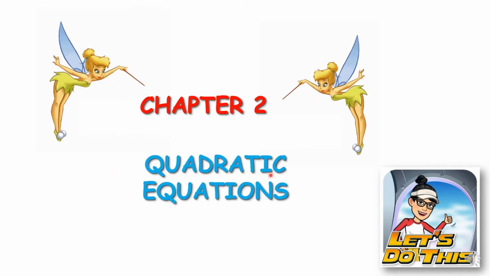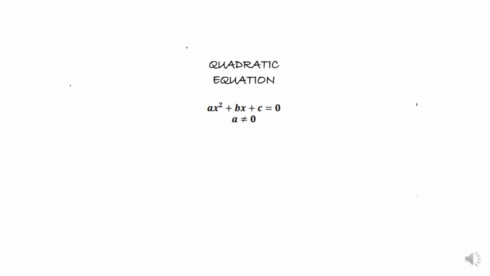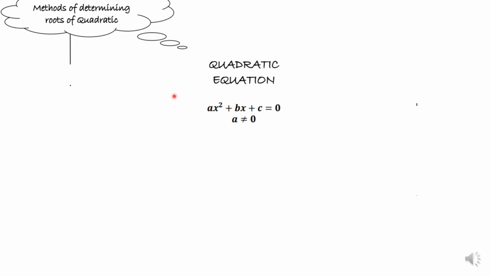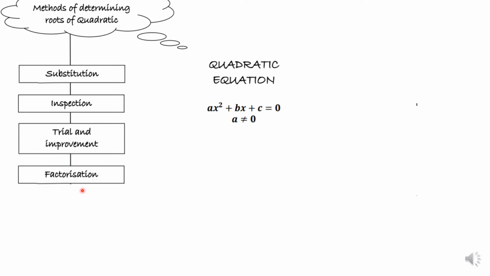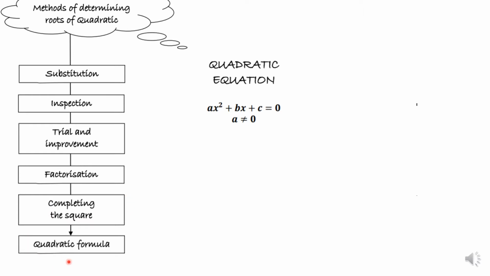Chapter 2, Quadratic Equations. Quadratic equation, ax squared plus bx plus c equals 0. And remember, a is not equal to 0. And methods of determining roots of quadratic equation. First, substitution method. Second, inspection. Third, trial and improvement. Fourth, factorization. Fifth, completing the square. And last, quadratic formula.